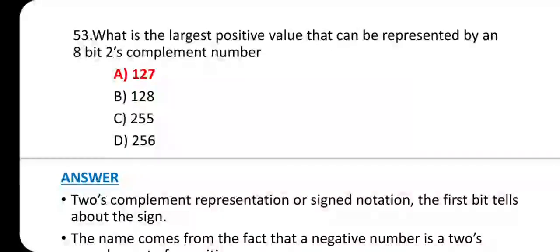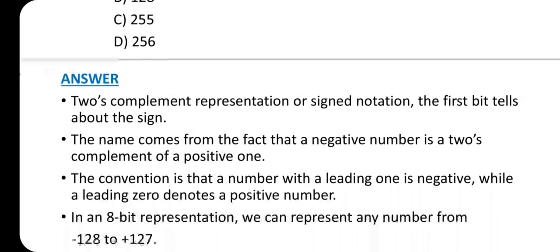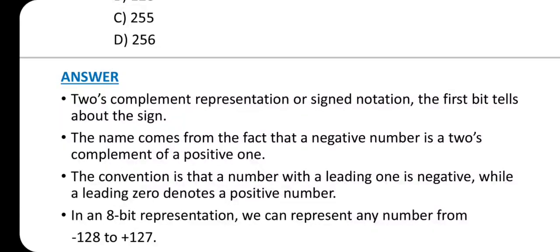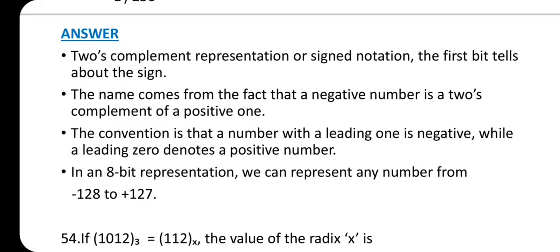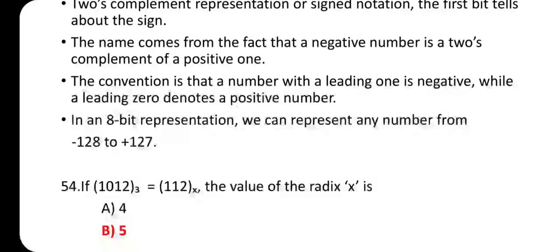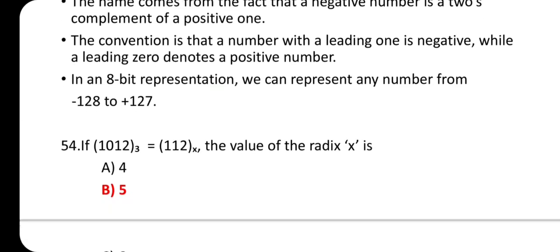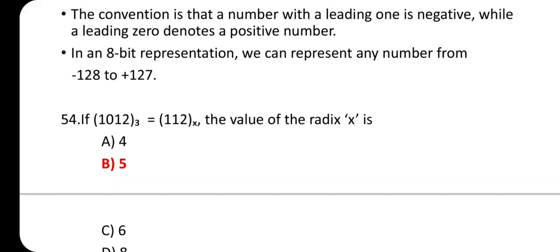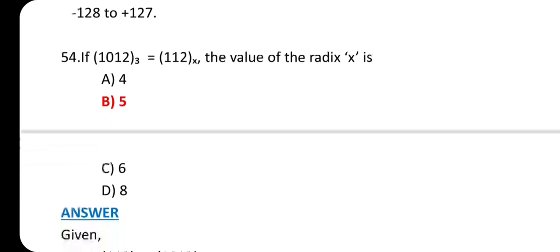Question number 53. What is the largest positive value that can be represented by an 8-bit 2's complement number? 2's complement representation or sign notation. The first bit tells about the sign. The name comes from the fact that a negative number is a 2's complement of a positive number. The convention is that a number with a leading 1 is negative, that is, MSB is negative. MSB is 1 means negative, while a leading 0, or MSB is 0, denotes a positive number. In an 8-bit representation, we can represent a number from minus 128 to plus 127.